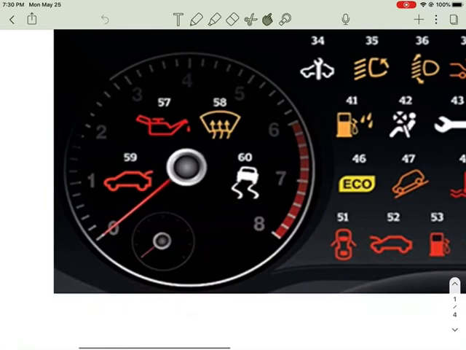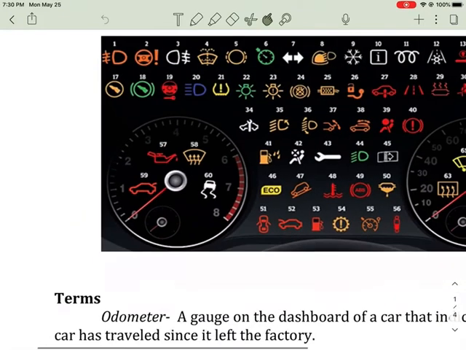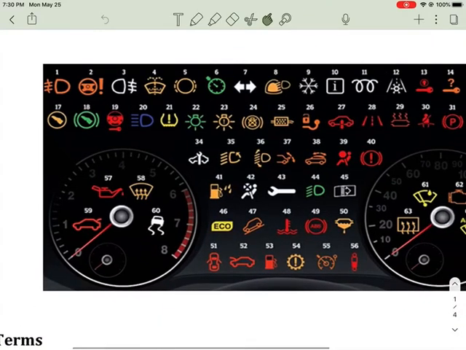For example, right here, you can see that the one with the trunk open is telling you you left your trunk open. And then the oil can means it needs some oil. And then this is the front defroster. And this one here is that it's slippery, and it has to do with your slippery conditions and your brakes. So there's other ones that we have here.